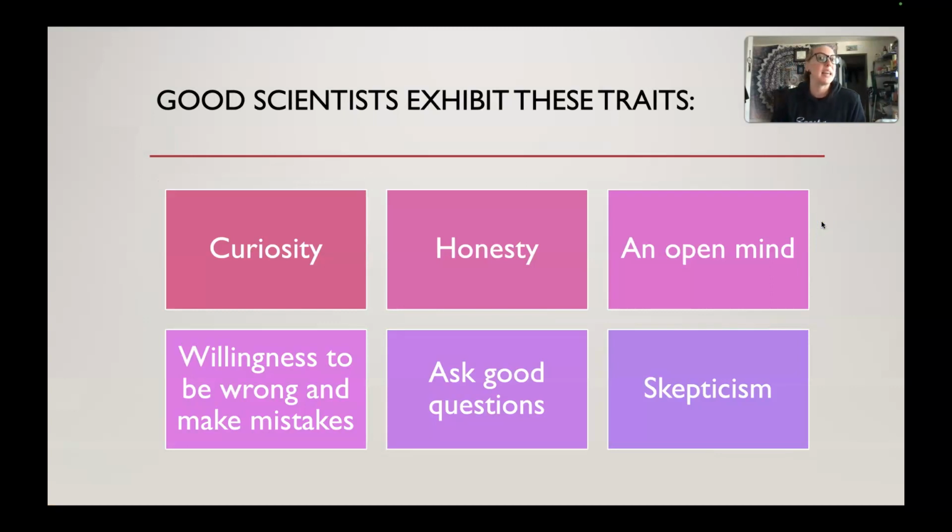Last thing is that all good scientists exhibit these several traits. Curiosity. Every single scientist that I've met has always been extraordinarily curious, almost to a fault sometimes. All good scientists are honest. Being honest with themselves, being honest with their colleagues, being honest in their writing, in their work, that makes a good scientist. Having an open mind.